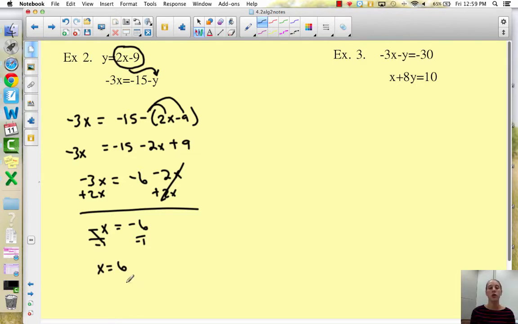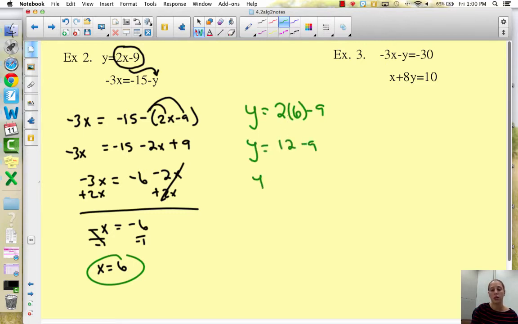I've done step 2. Now I need to go back and find my y value. So I'm going to take this 6, and I'm going to plug it back into my equation. So I'm going to have y equals 2 times my x value minus 9. Well, y is equal to 12 minus 9, and 12 minus 9 is 3. So I've got my y and I've got my x. So final step, write it as an ordered pair, 6, 3.